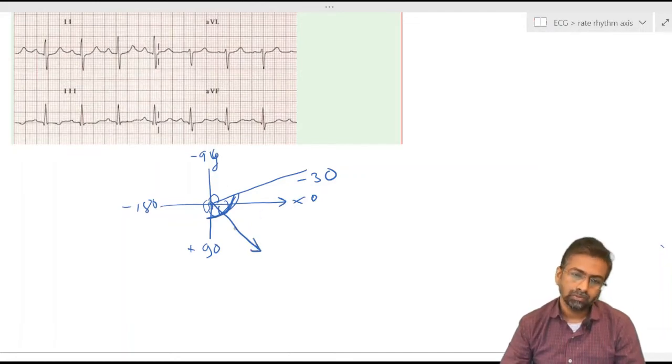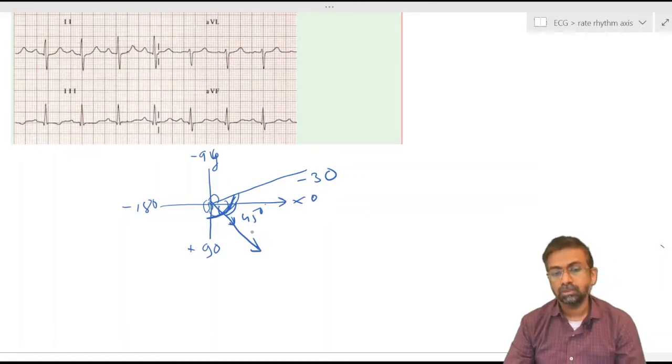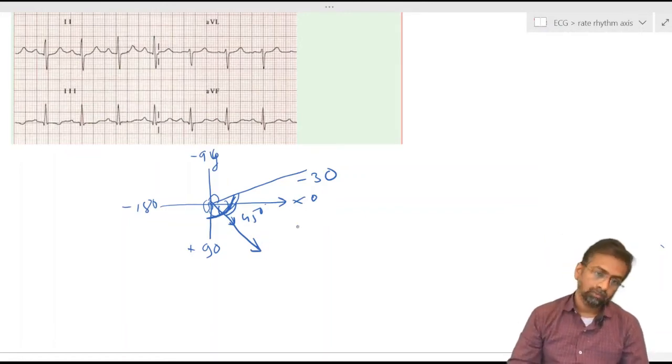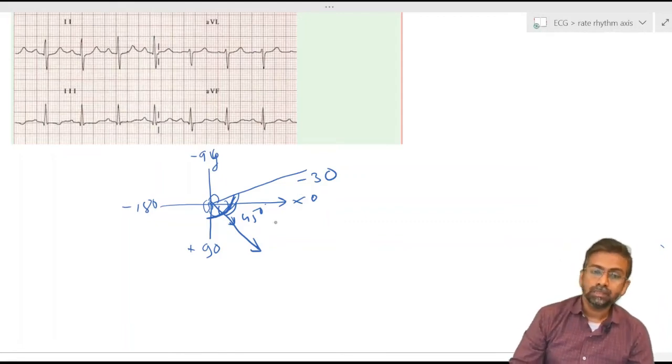You calculated the resultant direction of the flow of current in the heart. This is 0. So suppose this is the direction of the resultant current, and you measure it is maybe around 45 degrees. So this angle is 45 degrees, and this is the direction. Then you say this is the axis of the heart. What does it mean? It means the average direction of the current flowing in the heart is this one.